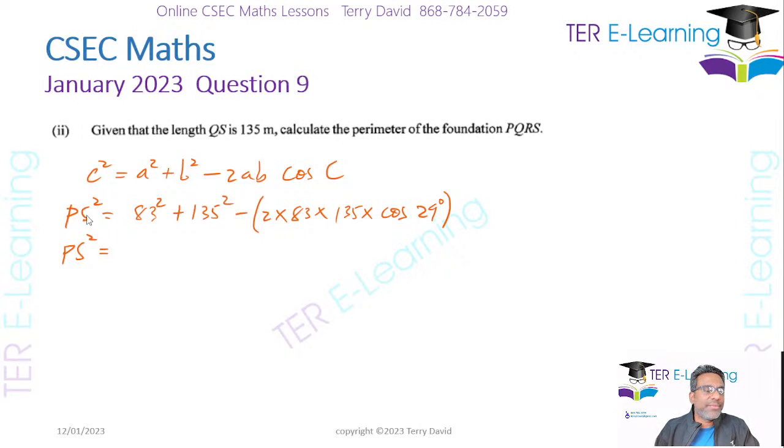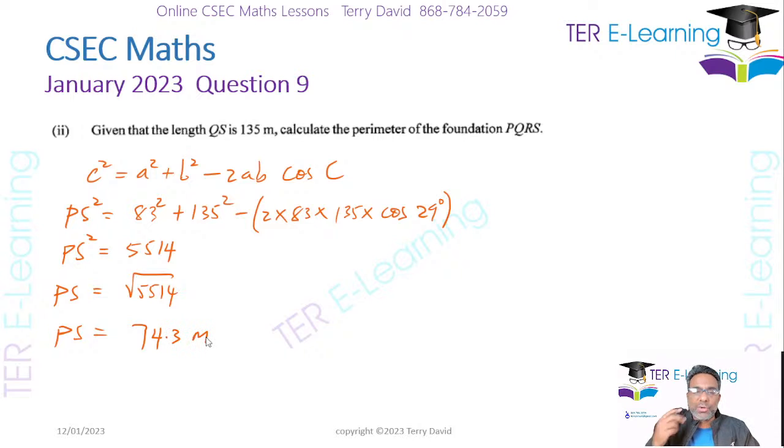I'm going to get 5,514. So therefore PS is equal to the square root of 5514. So PS is equal to, and that's going to be around 75.3. Sorry, 74.3 meters. So the last thing that we need to do now is to find the perimeter.